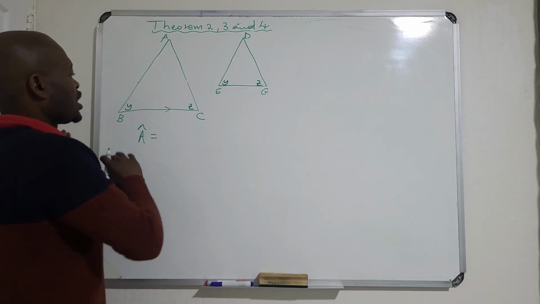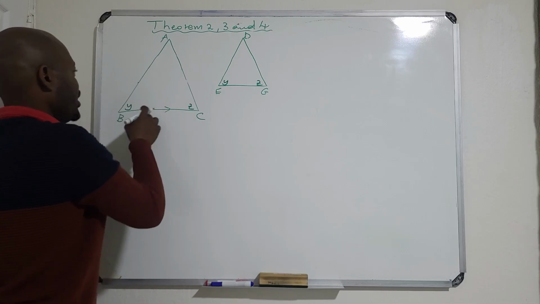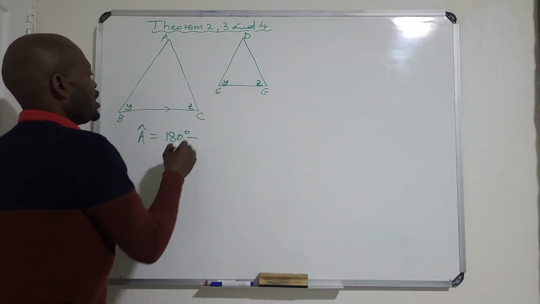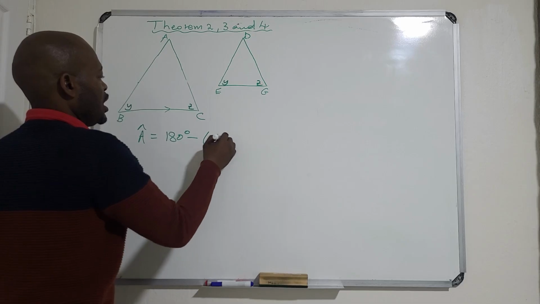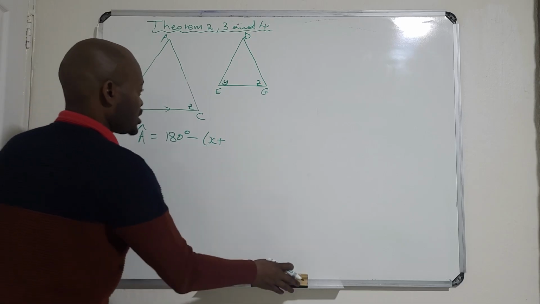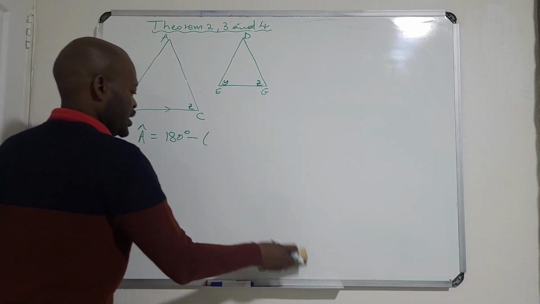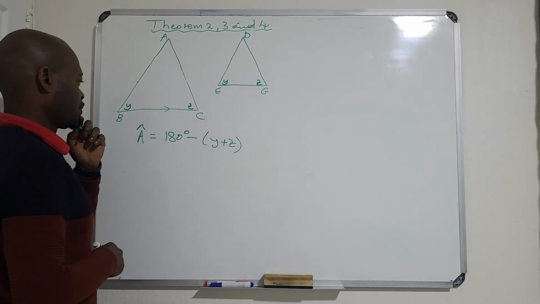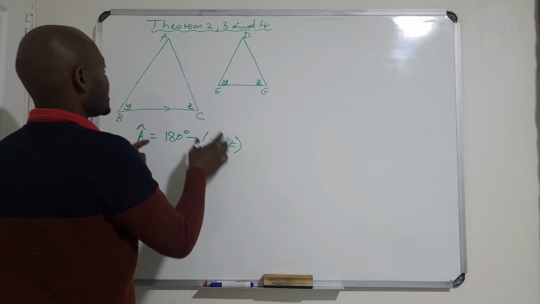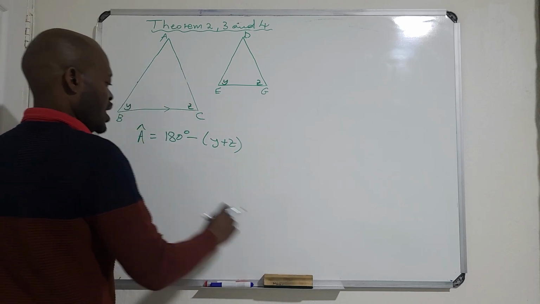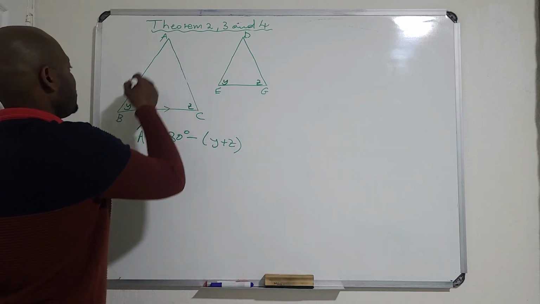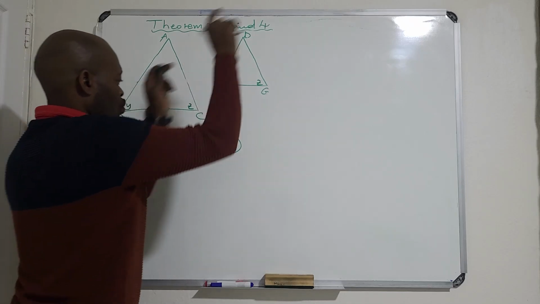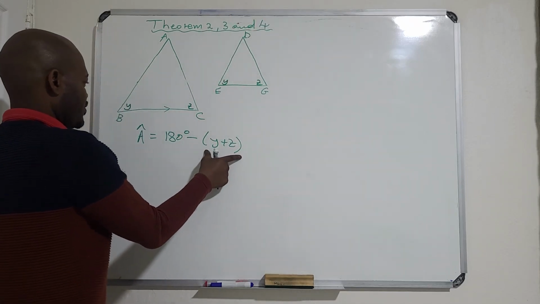Then we're going to take this angle to the other side where we have 180 degrees minus (y plus z). Why is that? It's the sum of angles on a triangle. I got this by adding this plus this equals 180. Then taking these two to the other side, that is why I have that.